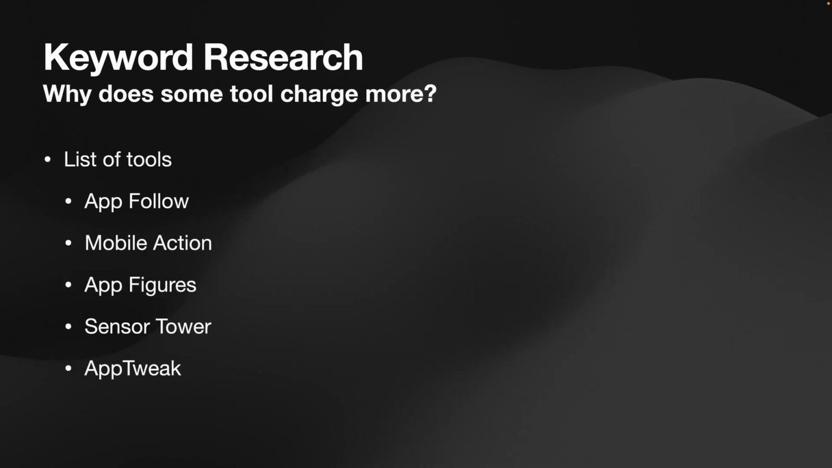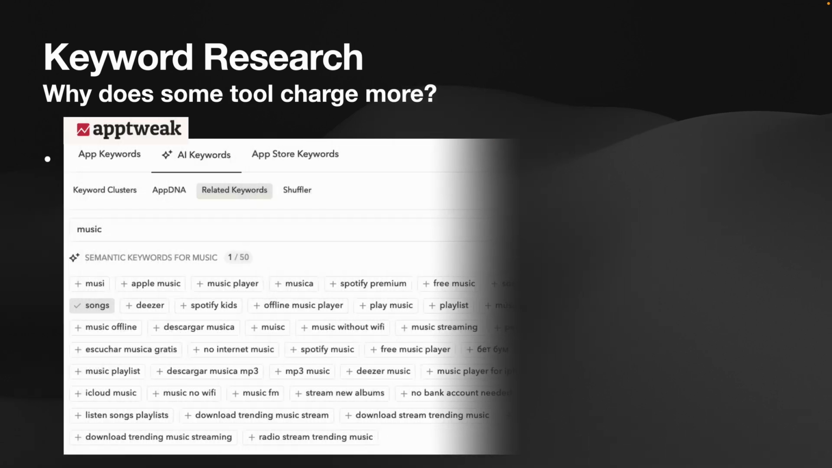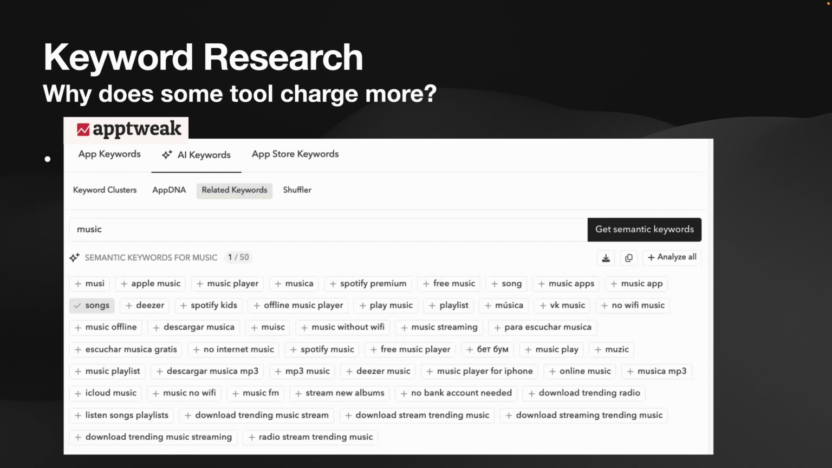I'm just going to list a few that I have personally heard of. Some of them I have actually used, or more accurately, I have used their free trial. I will show a few screenshots from different tools that will give you an idea why some ASO tools charge more. For example, on AppTweak, you are able to use their AI keywords generator to find relevant keywords to your app, especially long tail keywords.